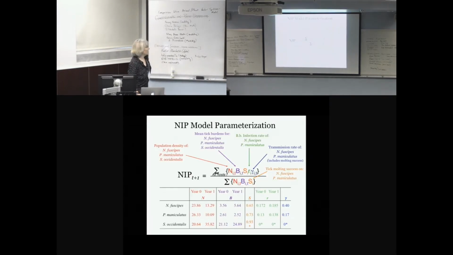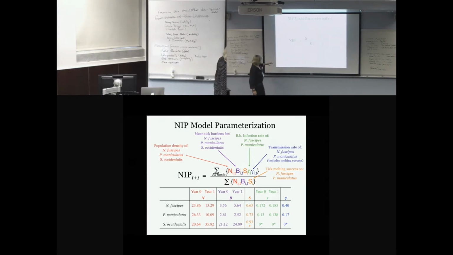So if you go and plug everything into our nymphal infection prevalence model, and here are the data for a couple of the years, from year 0, we'll figure out what the prevalence would be in year 1, and for year 1, what the prevalence would be in year 2.